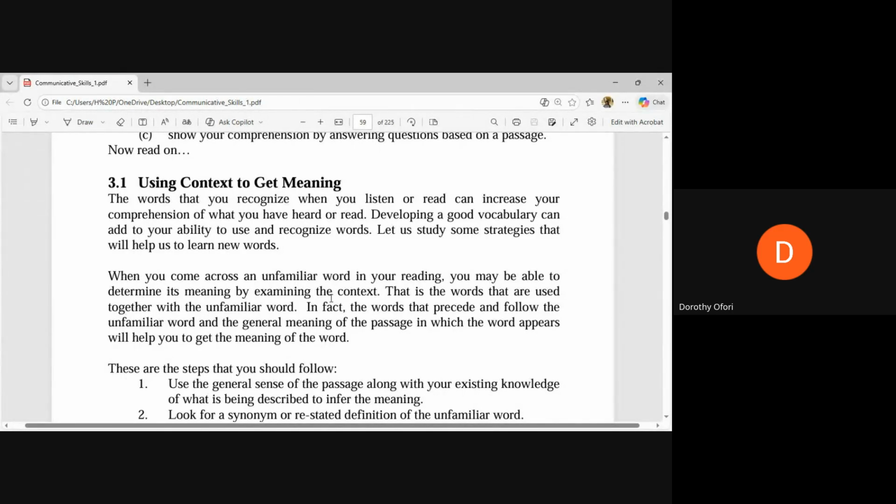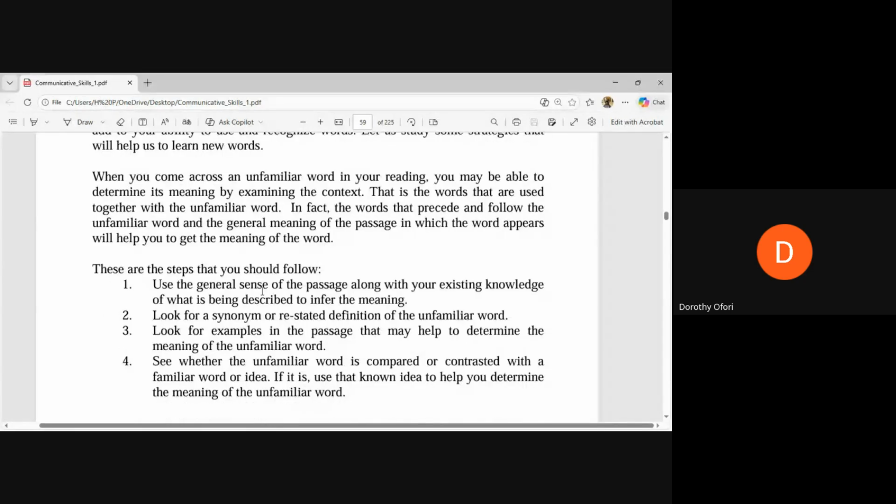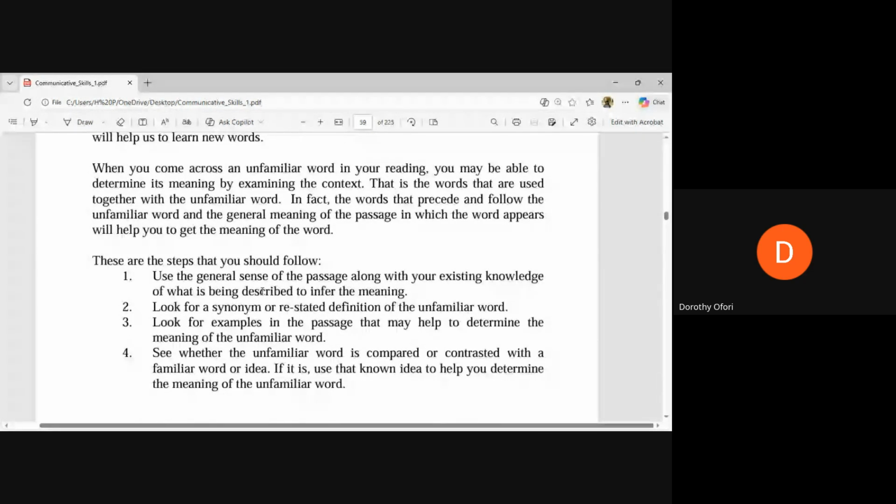Sometimes there will not be any dictionary for you to get the meaning. So the important thing is you read using context. For example, in fact, the words that precede and follow the unfamiliar word. So when you want to look at the meaning of a word, you might have to read everything in order to get the meaning of that particular word. Is that okay? Do you understand using context to get meaning before we move to the next one? Yes, madam. All right, let's continue.